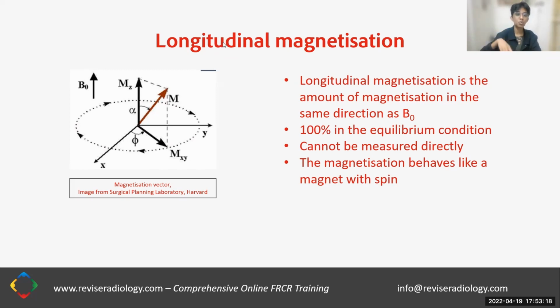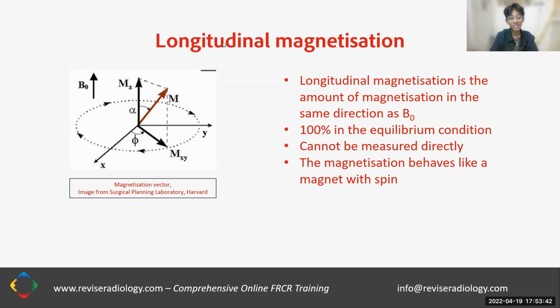What this means is we add up all the spins the same way we did on that previous slide, and we say, okay, all the total magnetization, all of it's pointing in the same direction as the external magnetic field. However, there's a problem here. The problem is that we're not able to measure the longitudinal magnetization directly.